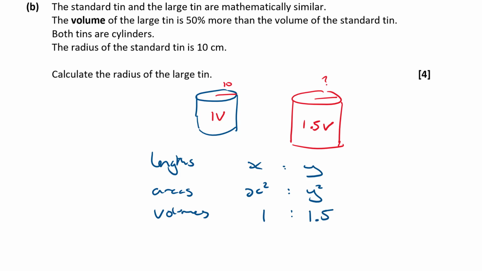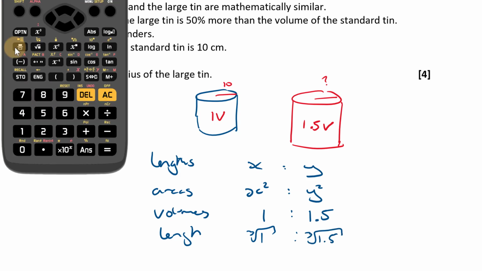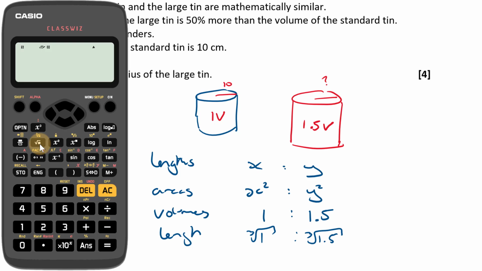So to find the ratio of their lengths, then we're going to have to cube root these. We're going to have to find the cube root of 1 and 1.5. Well, the cube root of 1 and 1.5 is pretty easy. Cube root of 1 is just 1. But what is the cube root of 1.5? I don't think that is an easy number. Let's pull up a calculator and find out.